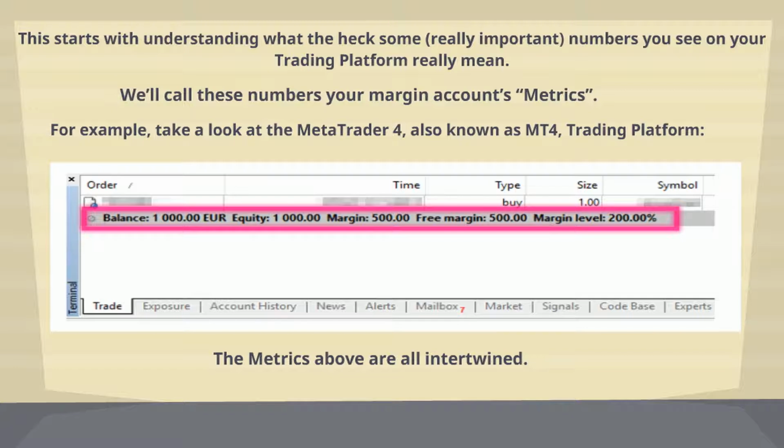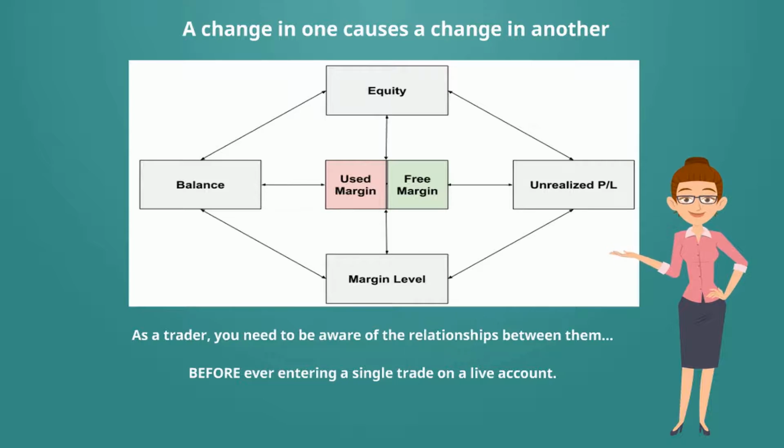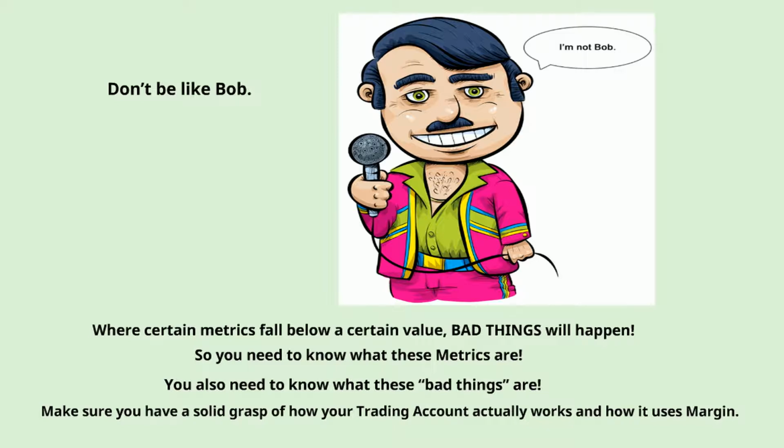For example, take a look at the MetaTrader 4, also known as MT4, trading platform. The metrics above are all intertwined. A change in one causes a change in another. As a trader, you need to be aware of the relationships between them before ever entering a single trade on a live account. Don't be like Bob. Where certain metrics fall below a certain value, bad things will happen. So you need to know what these metrics are. You also need to know what these bad things are. Make sure you have a solid grasp of how your trading account actually works and how it uses margin. So let's dive right in.